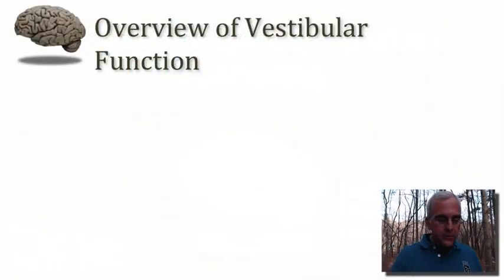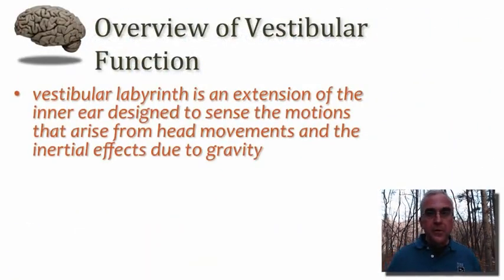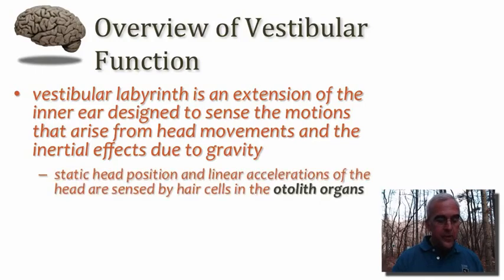So let me once again provide a brief overview of vestibular function. The vestibular labyrinth is an extension of the inner ear that's designed to sense the motions that arise from head movements and the inertial effects due to gravity. There are really two parts to this vestibular system. There are the otolith organs, and these sense static head position and linear accelerations of the head.